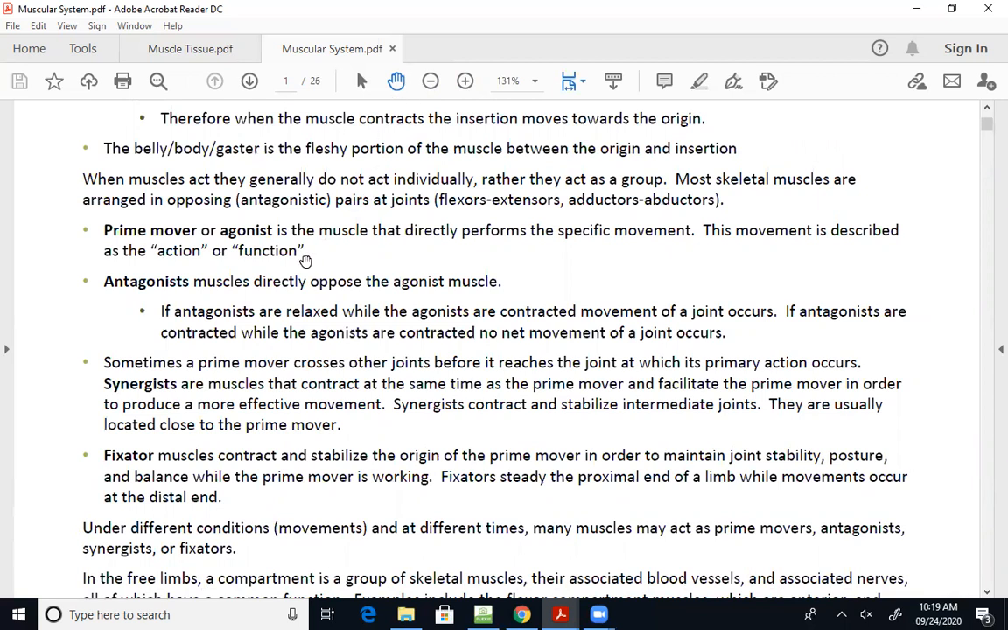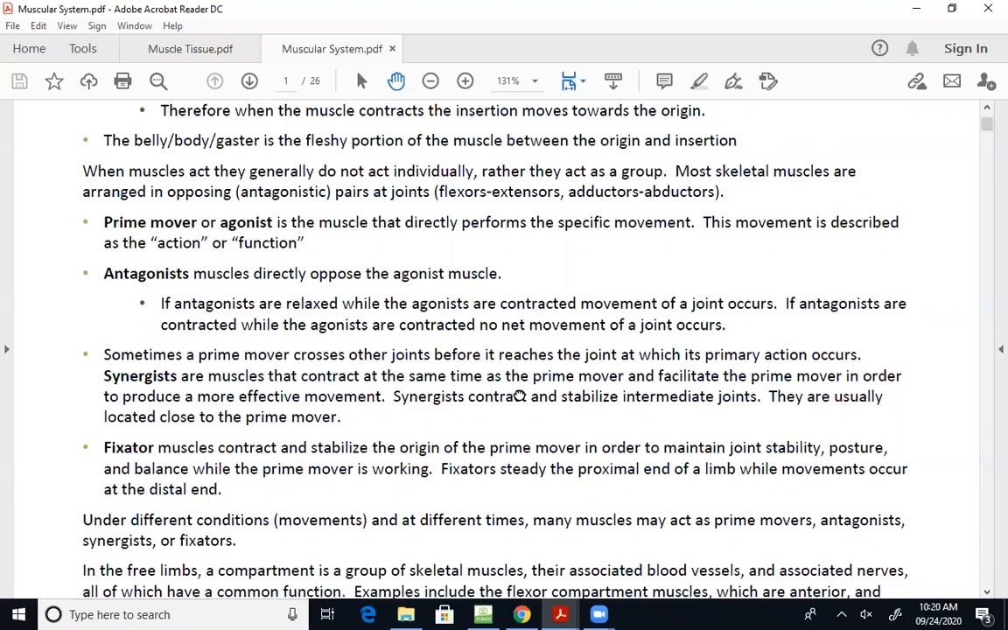And we see this same situation kind of throughout the entire body, because when muscles act, generally they don't act individually, rather they act as a group. So we have these opposing or antagonistic pairs at many joints, like flexors, extensors, adductors, abductors. In the case of a bicep curl or a flexing of your elbow, the biceps would be your prime mover or agonist, the muscle that's directly performing the specific movement. In that movement, we call an action or function.